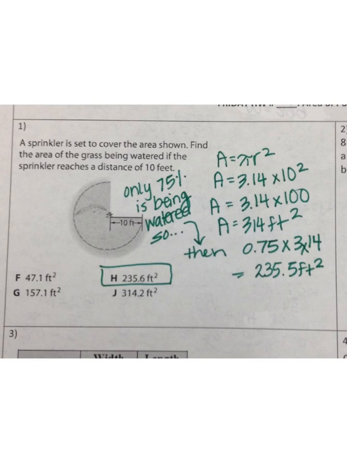Okay, so I started with the formula. Area of a circle is A equals pi times the radius squared. I substituted my values and multiplied, and I got that the area of the circle is 314 feet squared. But only 75% is being watered, or 3/4. So you could do 3/4 times 314, or I changed 75% to a decimal and multiplied, and I got 235.5 feet squared, so H would be the closest answer.